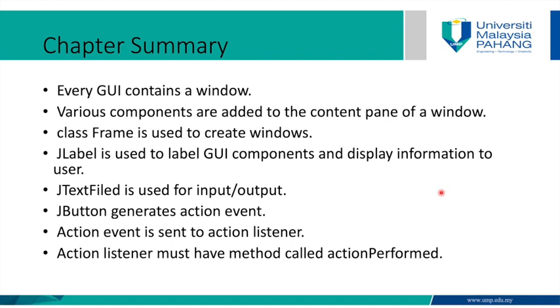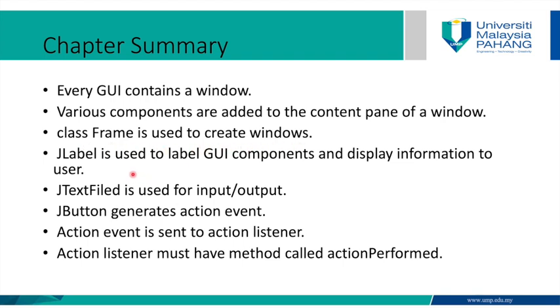So these are the recaps of what we have learned in this chapter. Now we know that every GUI contains a window, and various components are added to the content pane of a window. It depends on how you are designing your window, your GUI. You can just include everything in one window. It's up to you how you design your GUI. And the class JFrame is used to create windows.